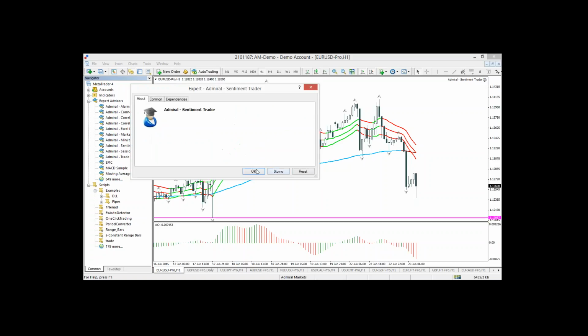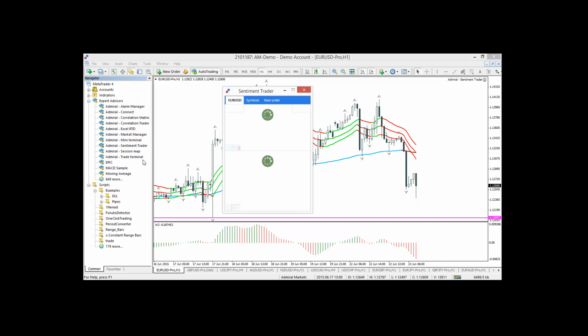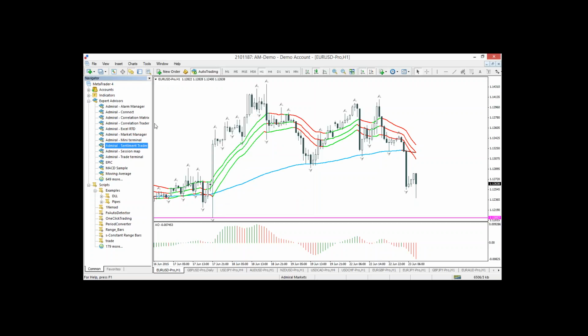So there are a lot of cool things here, like sentiment trader, the session map, trade terminal, sorry, mini terminal, correlation trader matrix. So take a look at that. It's pretty handy to have it right away on the chart so that you can trade it. Here you can see the sentiment trader, 43% long, 57% short. So there is a short bias at the moment.